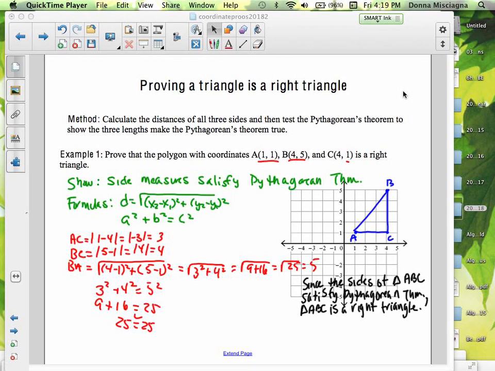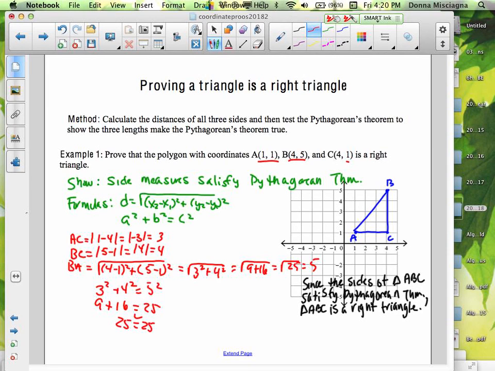In this podcast, we're just going to finish looking at proving whether a triangle is a right triangle or an isosceles right triangle. All right, so proving a triangle is a right triangle. We have to make sure that Pythagorean theorem holds. In your notes, I want you to underline that we're going to calculate the distances of all three sides and test Pythagorean theorem. If Pythagorean theorem holds, we know we have a right triangle.